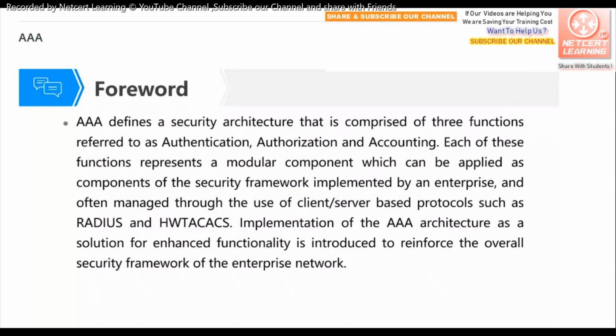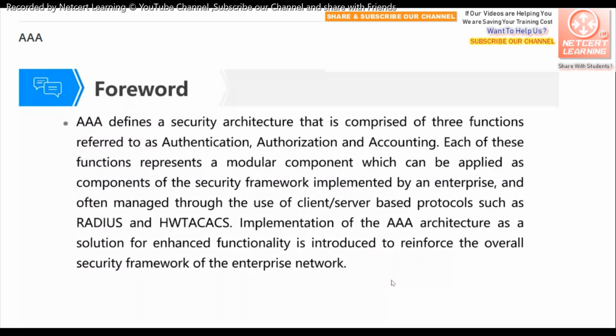AAA defines a security architecture that is comprised of three functions referred to as authentication, authorization, and accounting. We know in our networks, we have so many users, so many hosts. So for these hosts, we must give them different authorization, different rights, so they can access different resources. And also, we must authenticate these users.